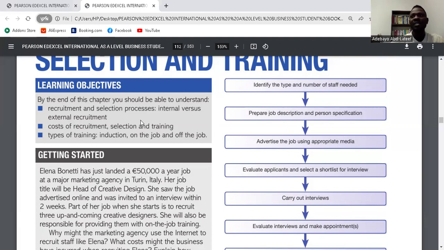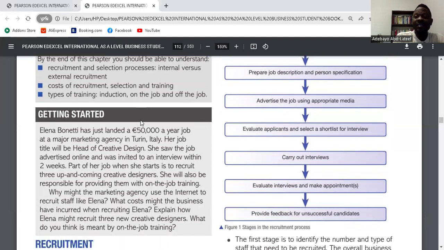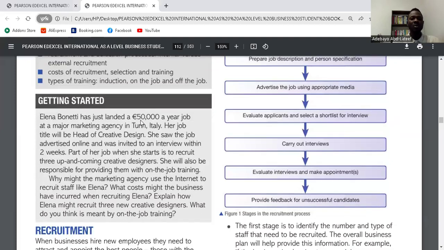Whatever the person needs to qualify for that position is the person specification. I think it's clear. The third one is advertise the job using appropriate media. Before you advertise, you have to understand if it is internal recruitment or external. If it is internal recruitment, then you don't have to use media.